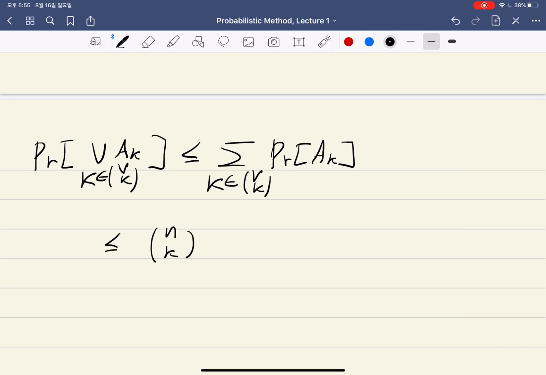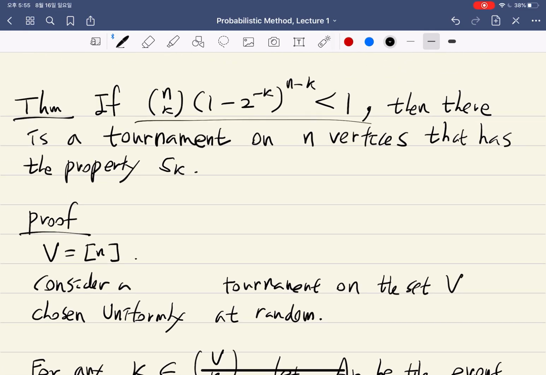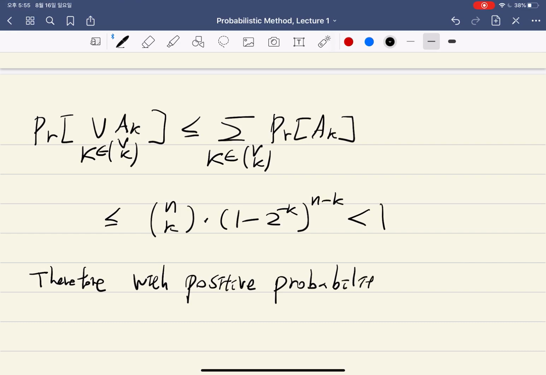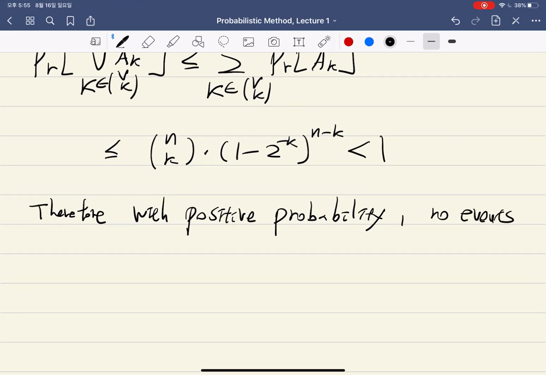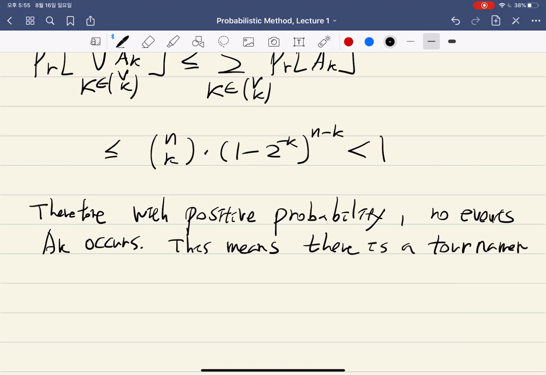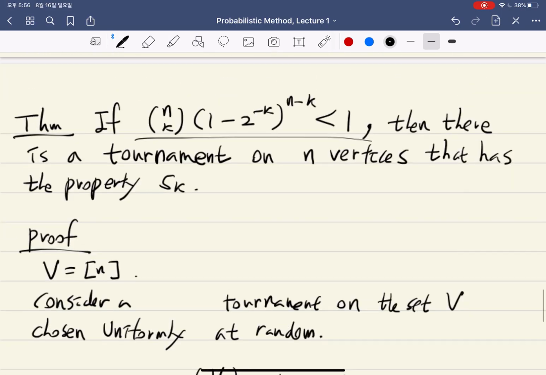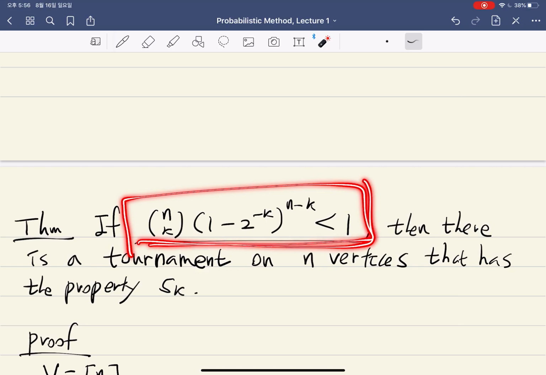This is at most n choose k times (1 minus 2 to the negative k) to the power n minus k, which is smaller than 1 by our assumption. So that means, therefore, with positive probability, no event A_K occurs. This means there is a tournament on n vertices with the property S_k. And now, all we have to show is that for fixed k, there exists n which makes sure this holds.